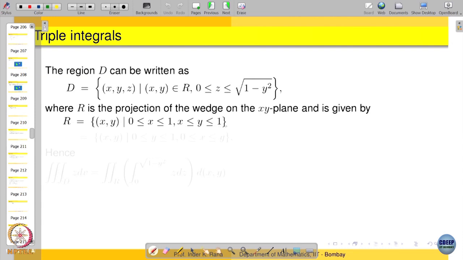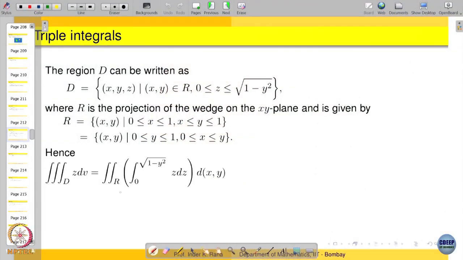So, it starts and that triangle goes up to there, or you can write it the other way around if you like. The projection here is both type 1 and type 2, or you can write y equal to 0 to 1, x goes between 0 and y, x less than or equal to y, either way it is okay. So, you can write down the integral by using Fubini's theorem. It is a double integral over the region R, which is the projection, of the function z integrated from 0 to 1 minus y square, right. So, that is the inside thing, and the projection R is type 1 or type 2.